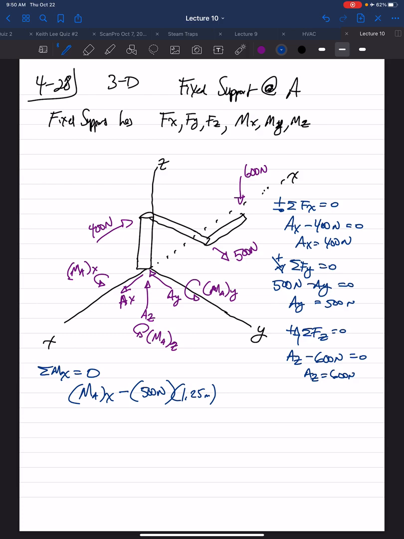The 400 Newton force is parallel to the x-axis, so it does not cause a moment about the x-axis. The 600 Newton force causes, once again, a clockwise rotation about the x-axis. The perpendicular distance there from the x-axis is 1 meter. Solve for the MAX. You get 1225 Newton meters.